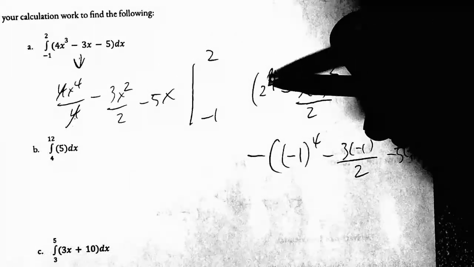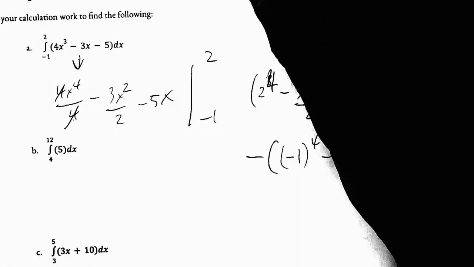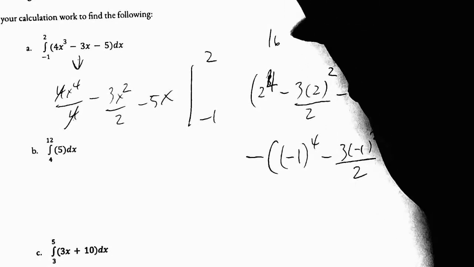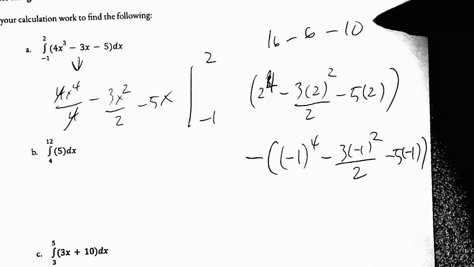2 to the 4th, 2 times 2 times 2 times 2, use a calculator, but 2 times 2 is 4, times 2 is 8, so 16. 2 squared is 4, 4 times 3 is 12, 12 over 2 is 6, so 16 minus 6 minus 10. So that's 0.